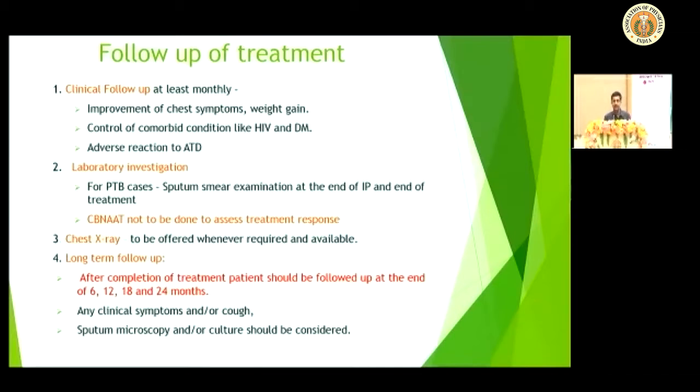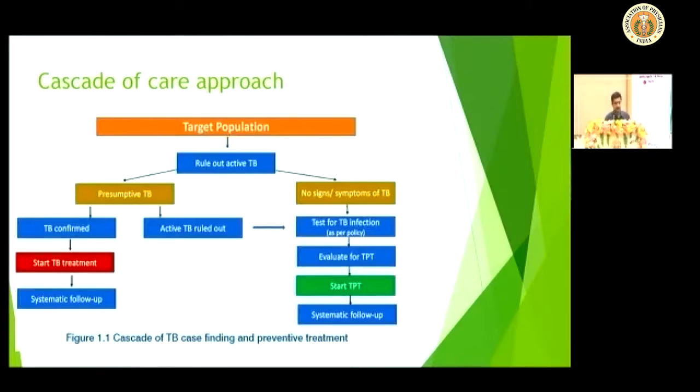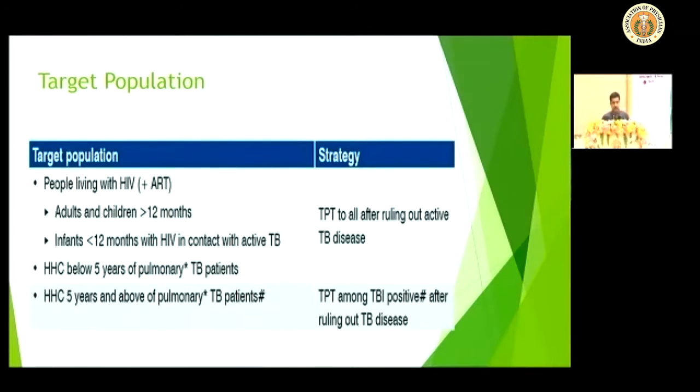Follow-up has been added, especially long-term follow-up, which has been important. After completion of treatment, the patient should be followed up for at least 24 months to detect early relapse. TPT, or tuberculosis preventive therapy, has been given due importance. After ruling out active TB, we should start TPT, and who are the target population?